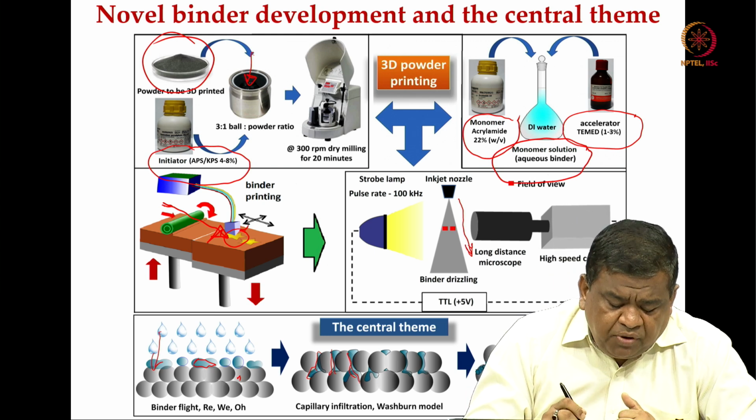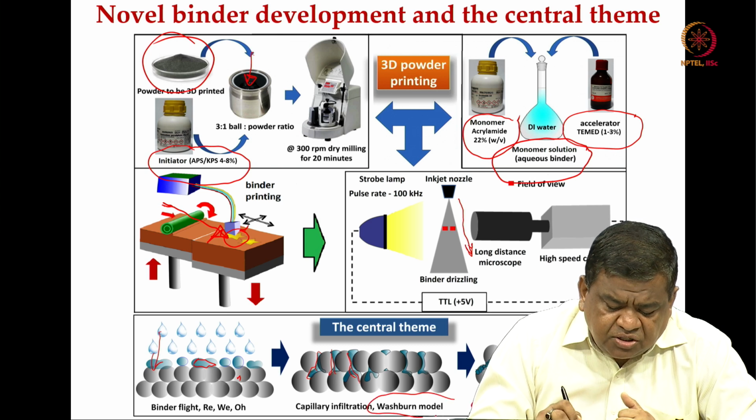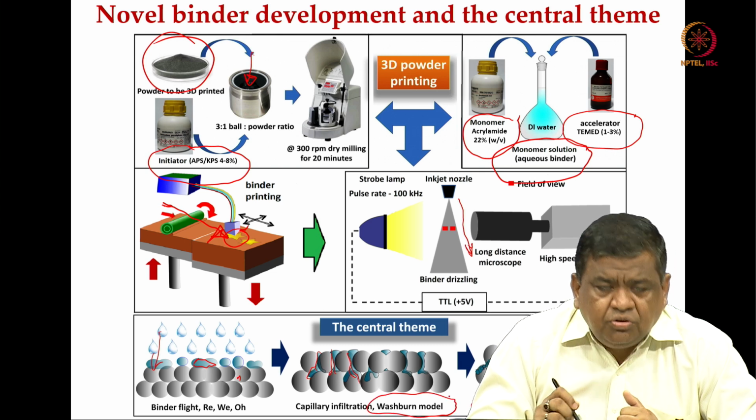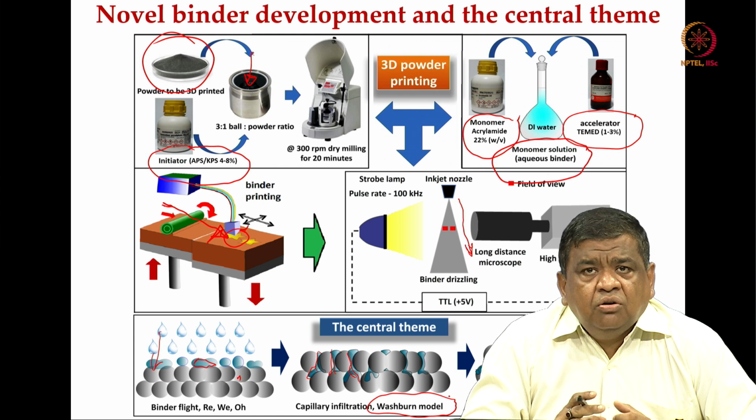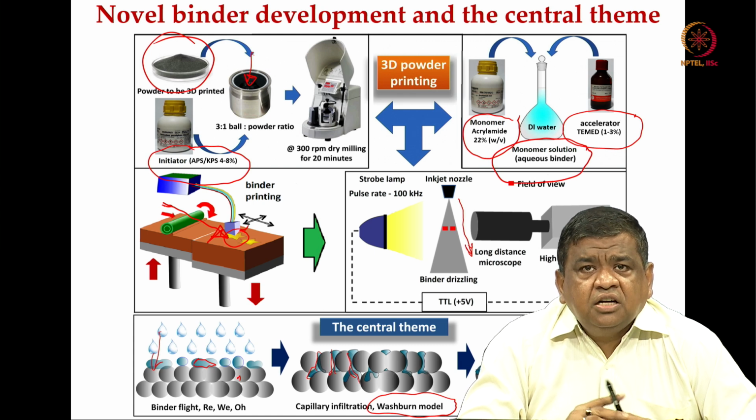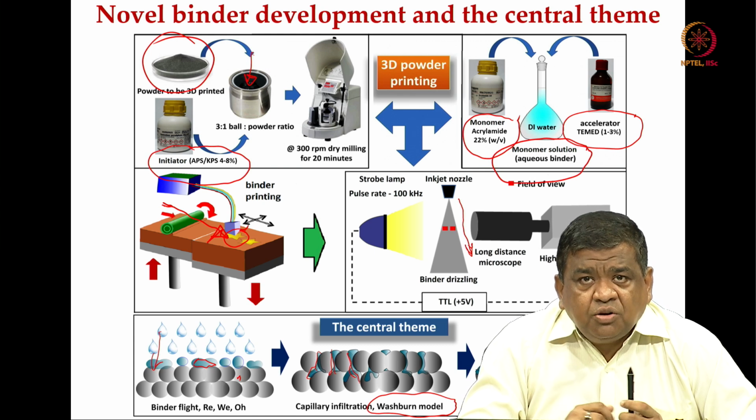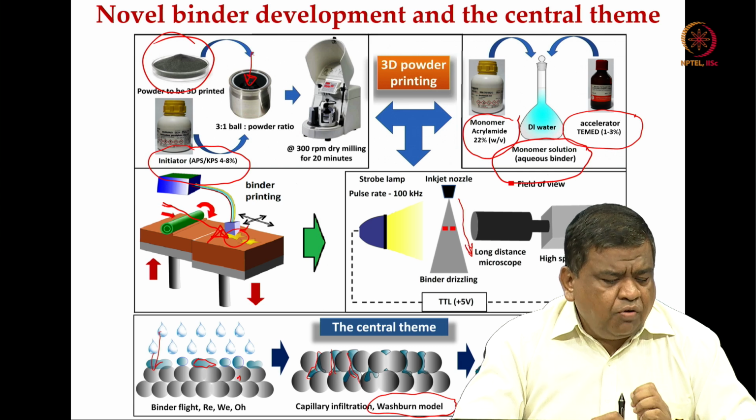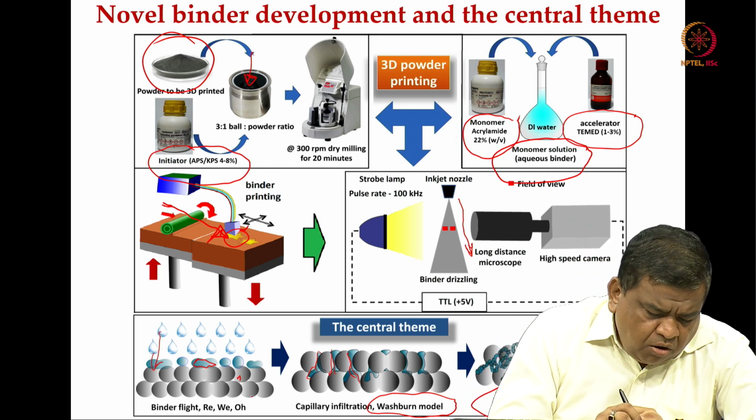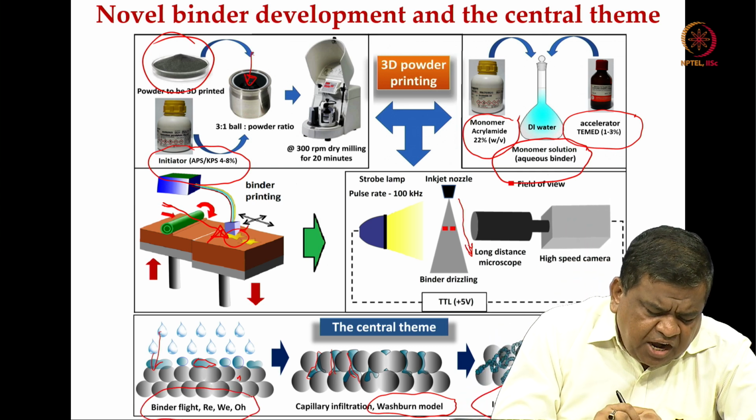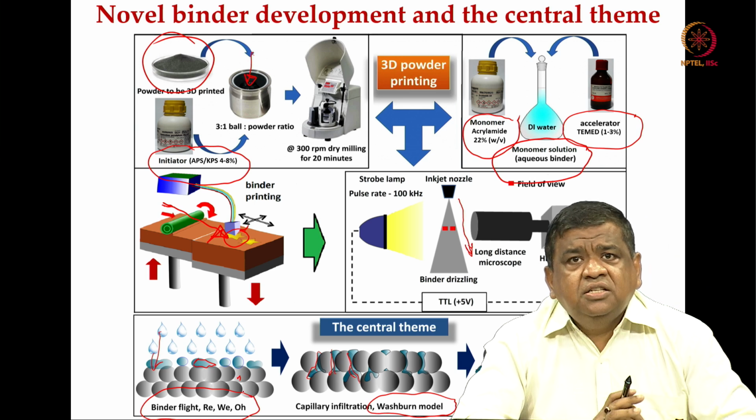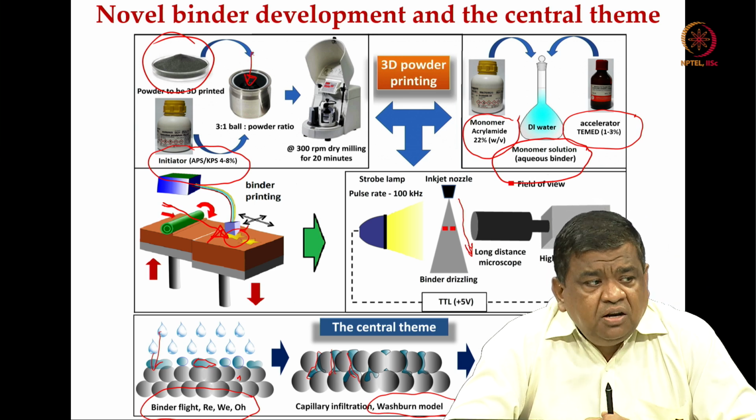So, when capillary infiltration takes place, when the binder infiltrates into the powder bed, we have also quantified the time of infiltration and the wetting contour using the Washburn model. Now, why will this binder infiltrate, and why are these binder properties useful for 3D inkjet printing?